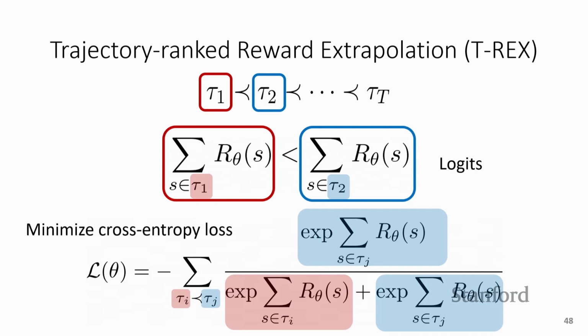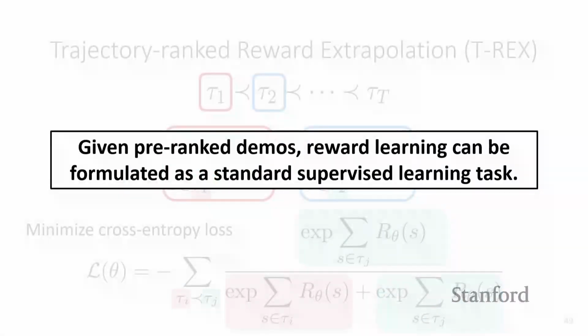I like to think about this as a binary classification problem, where you could think about the logits as the accumulated rewards on these two trajectories, and we can equivalently minimize a cross-entropy loss. This allows us to backpropagate into a deep neural network and train it to match up with these rankings and learn a reward function that satisfies these labels. What's cool about this is that given pre-ranked demonstrations, reward learning is now just a standard supervised learning problem. We've removed the MDP solver from the inner loop, making this very scalable and tractable.